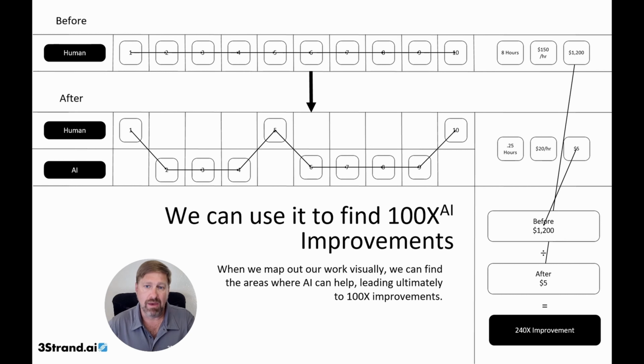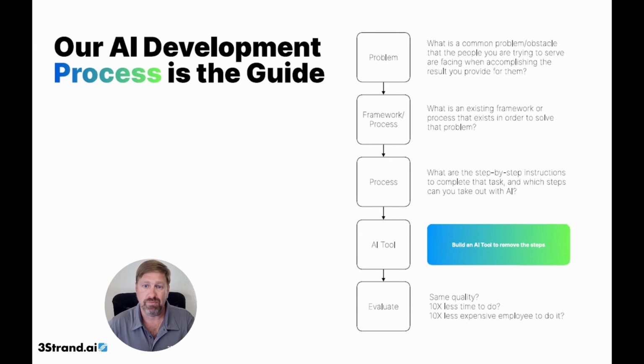We have found in many, many instances 100x improvements in efficiency and effectiveness. We have generative AI do a lot of the steps rather than a human. We make it super easy so that a less expensive employee can do the work. We can easily see 100x improvements in both time to delivery and the cost of doing so.